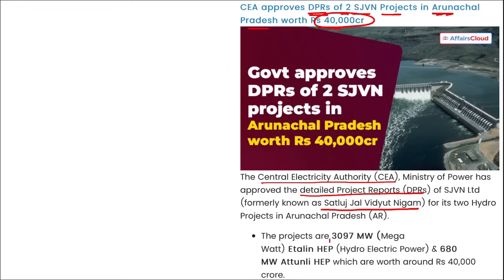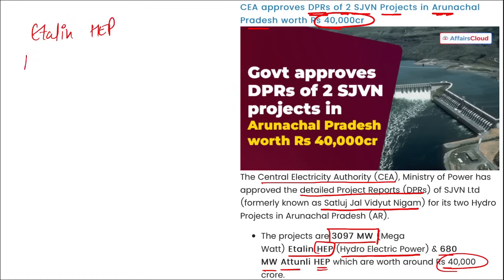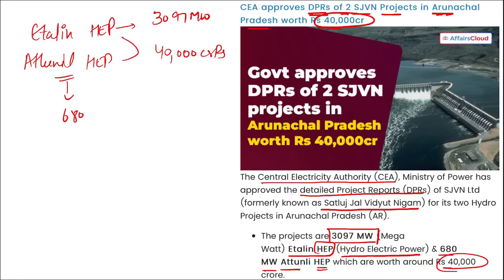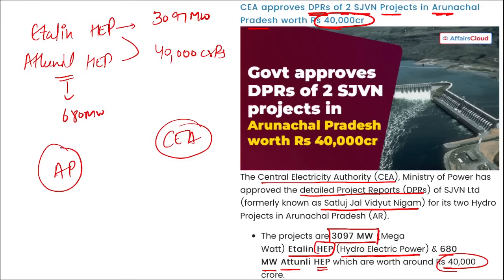The projects are the 3097 megawatt Italian HEP, hydroelectric power, and the 680 megawatt Etonoli HEP, which are worth around 40,000 crore rupees. So both of these projects, Italian HEP and Etonoli HEP, are worth 40,000 crore rupees together, and Italian HEP is 3097 megawatt and Etonoli is 680 megawatt hydroelectric power project. Correct. And a detailed project report was recently approved by CEA, that is Central Electrical Authority. And where are these hydroelectric projects? They both are located in Arunachal Pradesh.